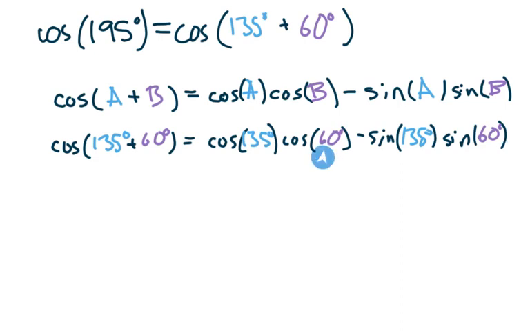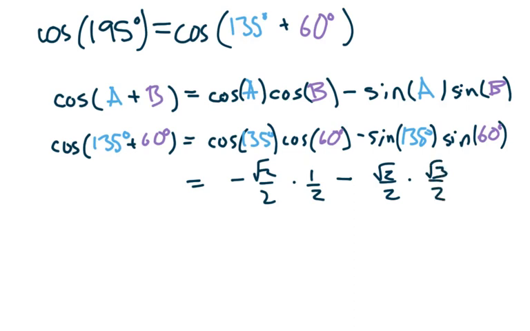Because we know cosine of 60 degrees, we can replace this cosine with its value. Cosine of 60 degrees is 1/2. Cosine of 135 degrees. Well, let's see. 135 degrees is in the second quadrant, and cosine is negative in the second quadrant. Its reference angle is 45 degrees, and cosine of 45 degrees is radical 2 over 2. Sine, however, is positive in the second quadrant. So this sine of 135 is exactly the same as the sine of 45 degrees, radical 2 over 2. And then the sine of 60 degrees, radical 3 over 2.